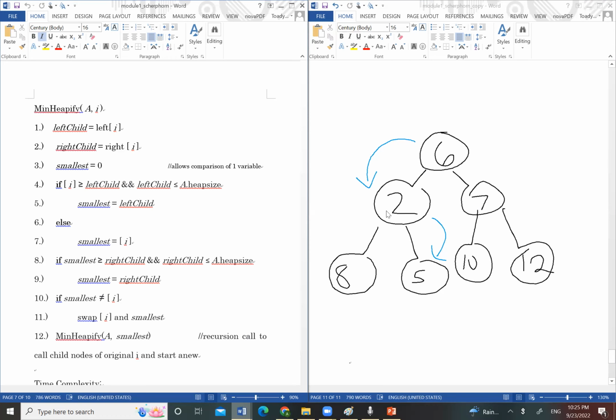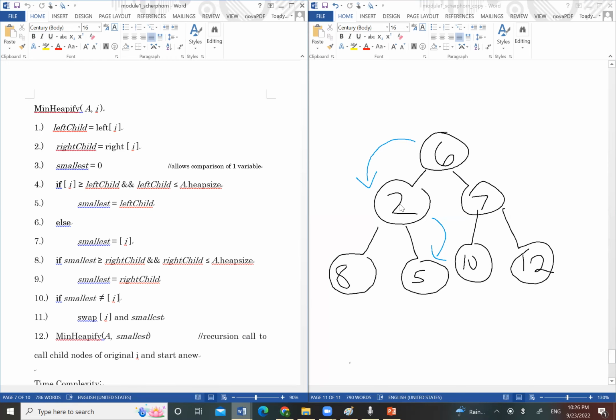So now, because smallest does not equal I, remember I was 6, and smallest is 2, so smallest does not equal 6, they will swap. So this 2 will become the new root, the parent, and the 6 will become the new child of 2. And that makes sense because we're doing a min heap. So again, the parent, or in this case also the root, has to be the smallest number in the heap size, or in the heap in general, but in the heap size.